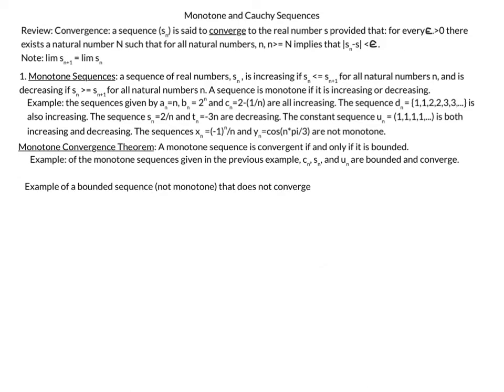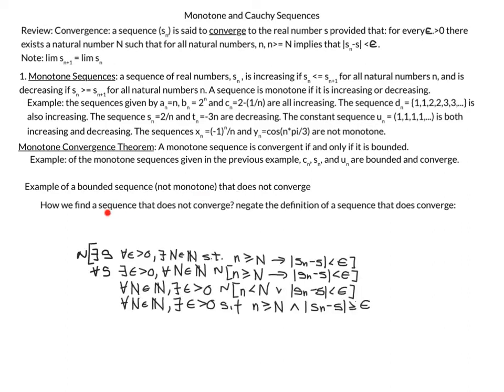And then just to remind you that this is for monotone sequences that are bounded, we can look at an example of a bounded sequence that is not monotone, that does not converge. And how are we going to find a sequence that does not converge? Like, what are the conditions? We're going to negate the definition of convergence, and that'll give us the conditions we need to look for.